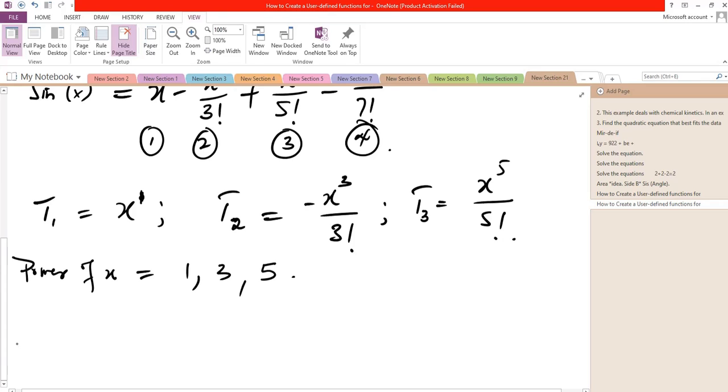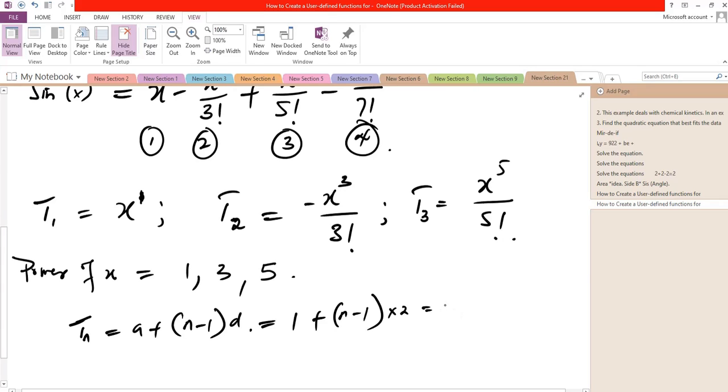Now using the arithmetic progression formula, where you have t subscript n equal to a plus bracket open n minus 1 times the difference. What is the difference between the second term and the first term? It is 2. Between the third term and the second term is also 2. So the common difference is 2. Now the first term is 1 plus bracket open n minus 1 times 2.